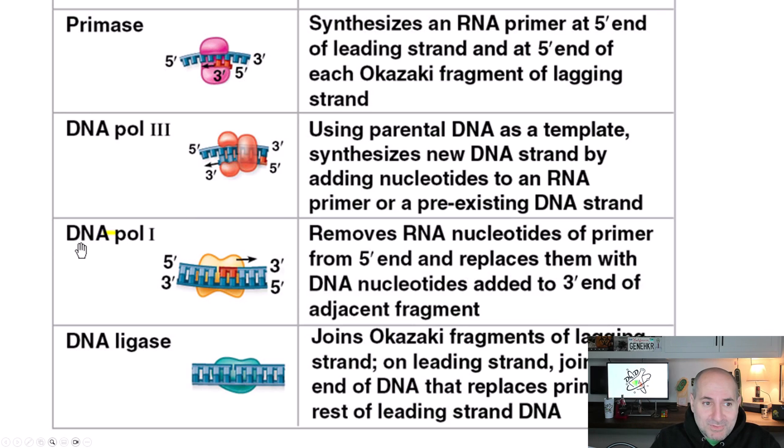Next, what happens? Remember, DNA polymerase 1, his job is to remove RNA nucleotides of the primer from the 5' end and replace them with DNA nucleotides added to the 3' end of adjacent fragments. And then finally, DNA ligase joins the Okazaki fragments of the lagging strand. On the leading strand, it joins the 3' end of the DNA that replaces the primer to the rest of the leading strand DNA. So these are all more technical jargon, but at least you know what these players do.